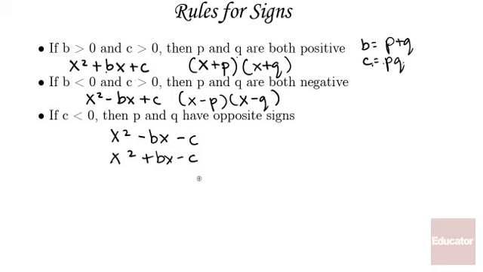Either way, c is negative. The only way you're going to get a product that is negative, if c is negative, is to have p and q be opposite signs, because if you have a positive and a negative, they will then come out to being a negative. So you need to memorize these rules, and that way when you look at a trinomial and you go to factor it, you go to work with it, you're going to know what signs p and q need to be.